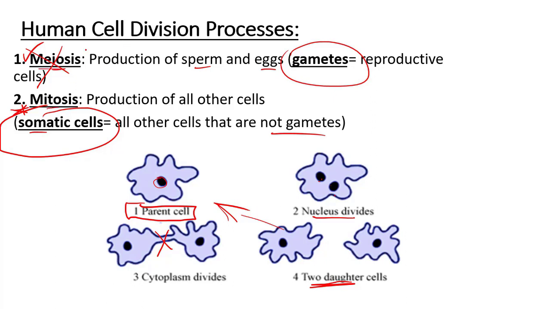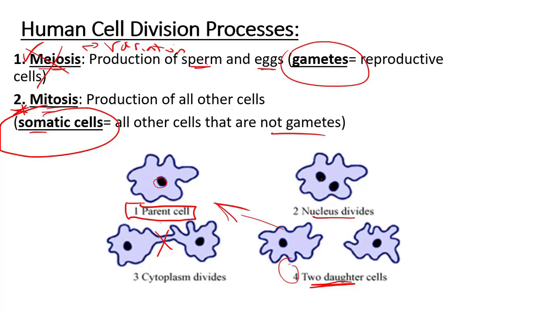In meiosis, you have variation, genetic variation, which is why children don't look identical to their parents because the sperm and eggs have variations from each other. Whereas in mitosis, all the cells need to be identical.